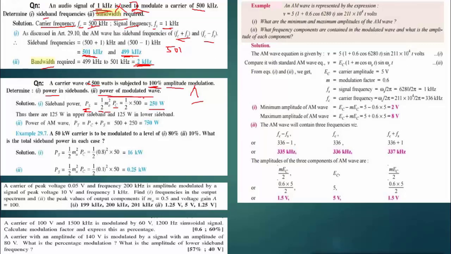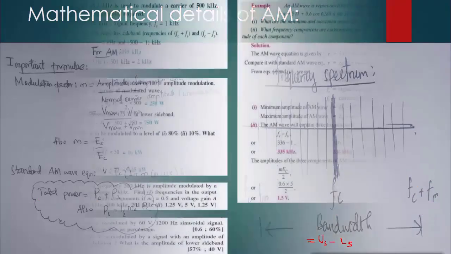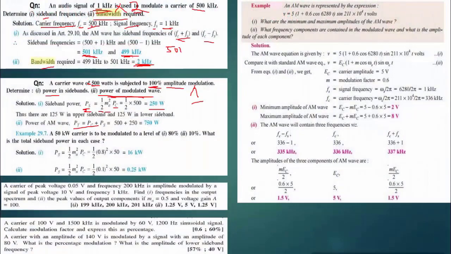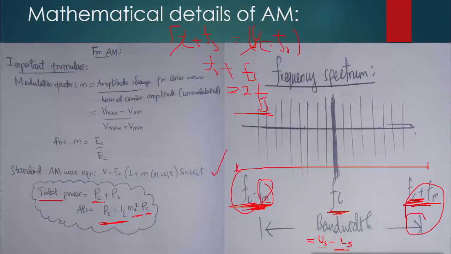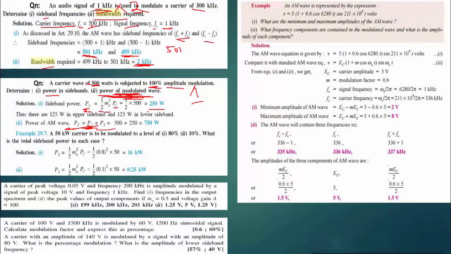For the power in the modulated wave, you remember the formula I gave earlier: total power is equal to the power in the carrier wave plus the power in the sidebands. This gives the total power, which is the power of the final modulated wave. Since the power of the carrier wave is 500 and the power in the sidebands is 250, the total, which is 750 watts, is the power of the modulated wave. As you can see, the questions are easy.